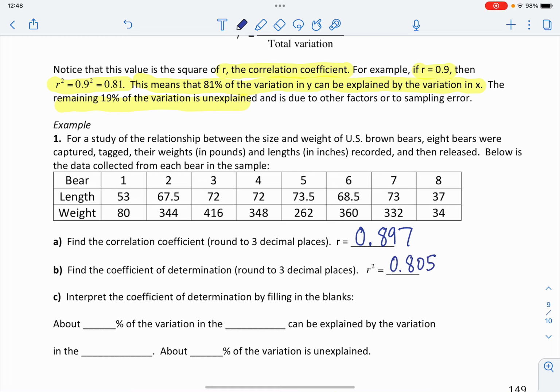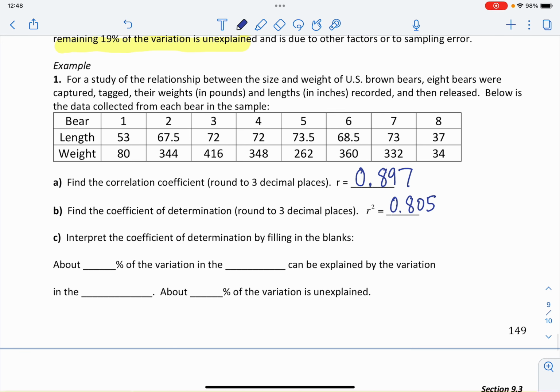Okay. So what do those numbers tell you? We already know what the correlation coefficient tells us, that part A. That's showing a strong, positive, linear correlation. What does r squared tell us? I can do that by this fill in the blanks statement. So about 80.5%, if I convert that to a percentage, of the variation is in the y. So the y comes first in the sentence. So the y variable is the weight.